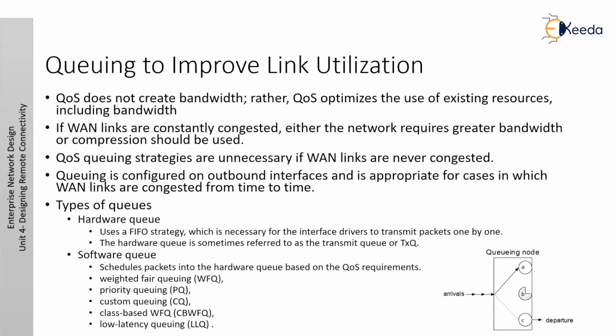Quality of service does not create bandwidth. Clear? It is not able to create the bandwidth. Rather, quality of service optimizes the use of existing resources, including bandwidth. If WAN links are constantly congested, either the network requires greater bandwidth or compression should be used. Quality of service queuing strategies are unnecessary if WAN links are never congested. If WAN links are not going to congest, then why should we use quality of service queuing? So queuing is very important.